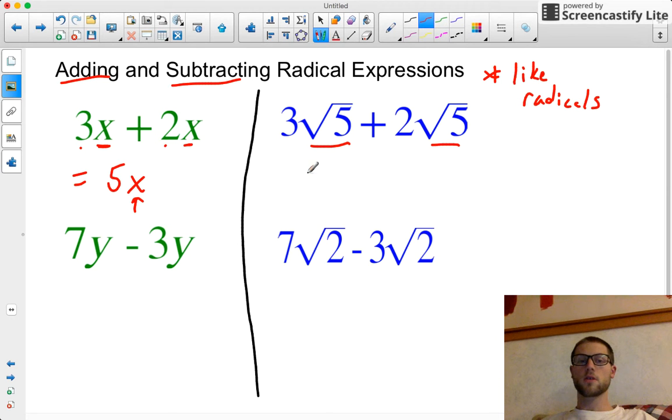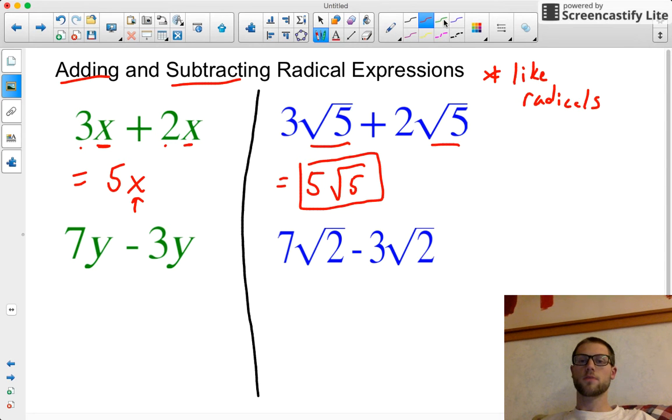So I'm going to keep the same process the same. I'm going to add my coefficients. 3 plus 2 is 5. And my common term, or my common radical, is the square root of 5. And if you don't believe me, you can always punch this into your calculator and see if you get the same thing. But this is all that I need to do to combine like terms.